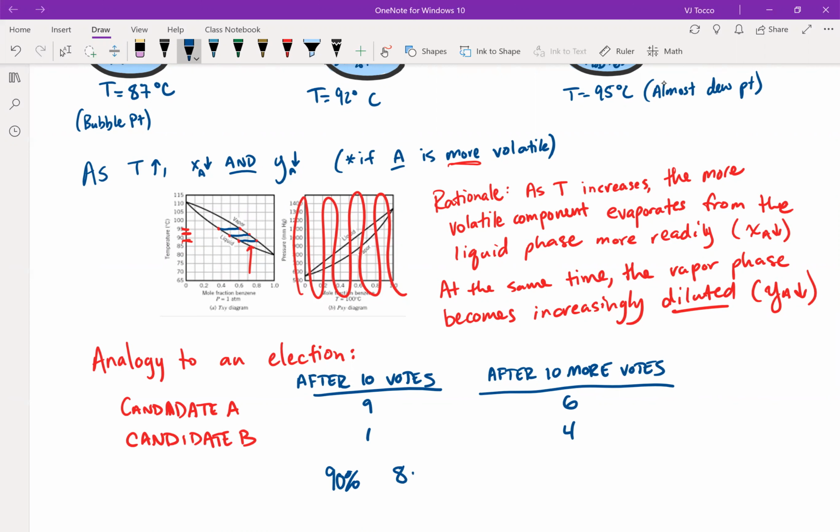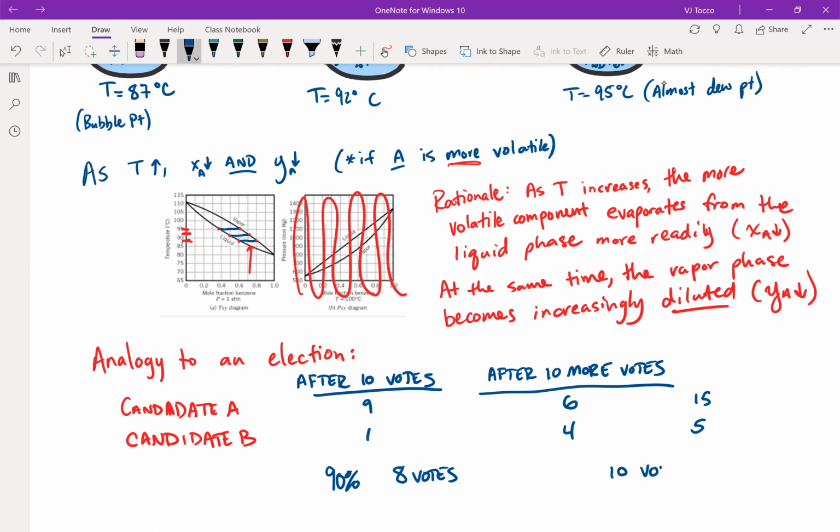After 10 more votes, the total is now 15 versus 5. So candidate A has gone up, right? So candidate A is now up by 10 votes. But what is the percentage? It's now 15 divided by 20, or 75%.